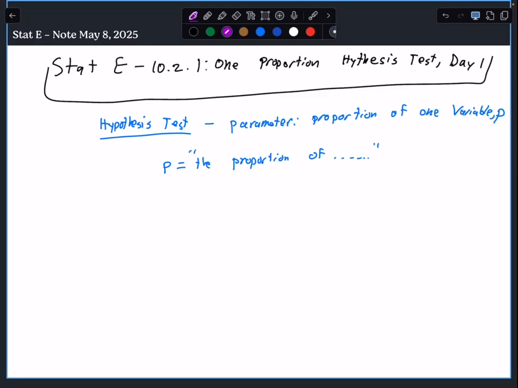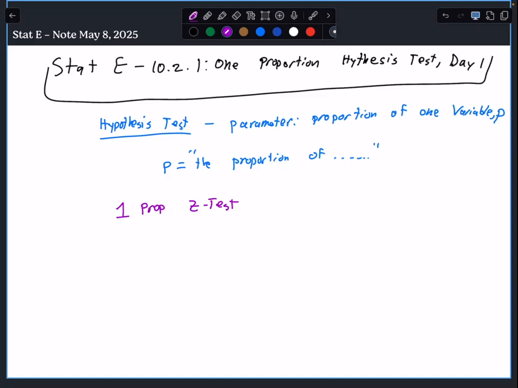Now, because it's a one proportion, in statistics we like to shorten the wording, we will also call this a one prop, one for one proportion, one prop for proportion of one variable, z-test. Z, the letter Z is being used because what type of model are we using again? Yes, we're using a normal model which has a Z-table. So that's where the Z comes in the name.